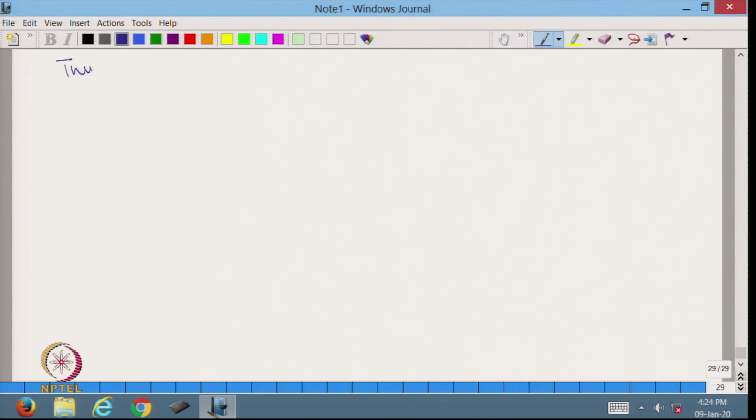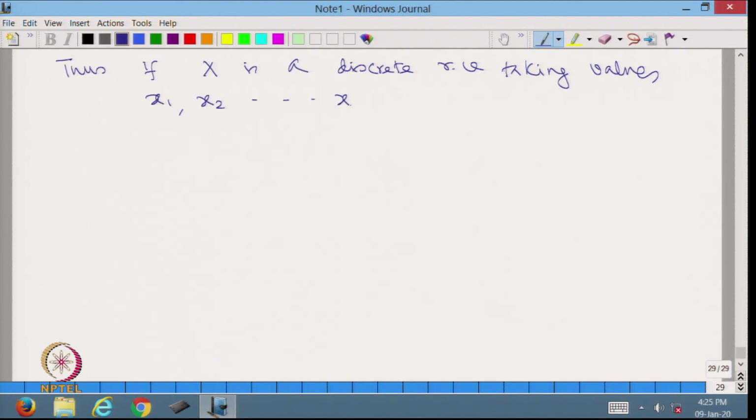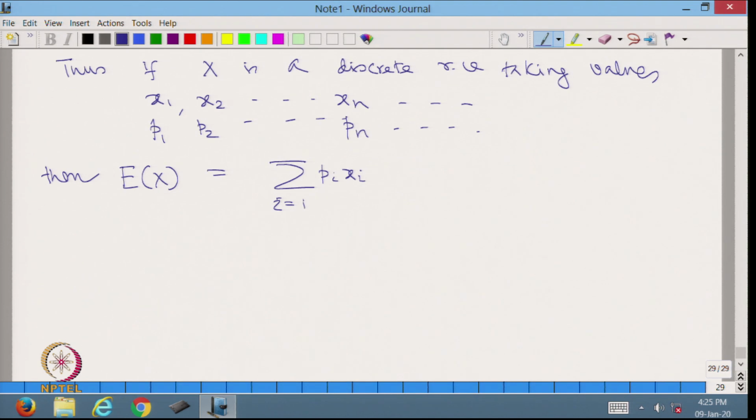Thus, if x is a discrete random variable taking values x1, x2, xn with probabilities p1, p2, pn, then expected value of x is equal to sigma p i x i, i is equal to 1 to n, where n can be infinity.